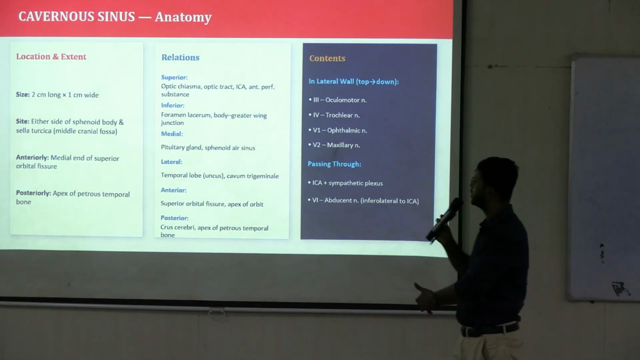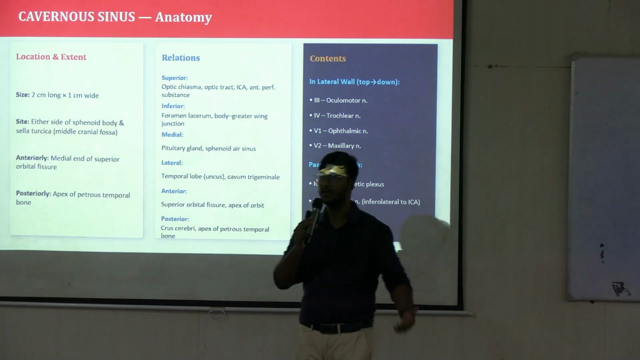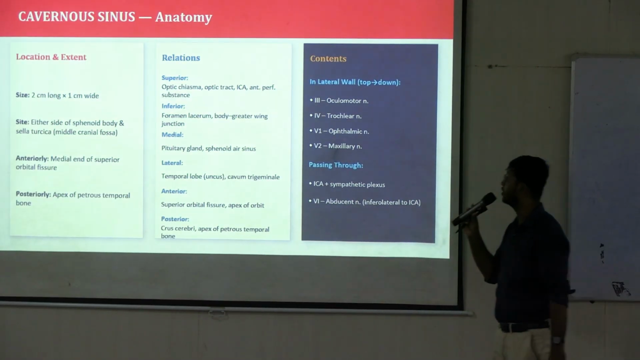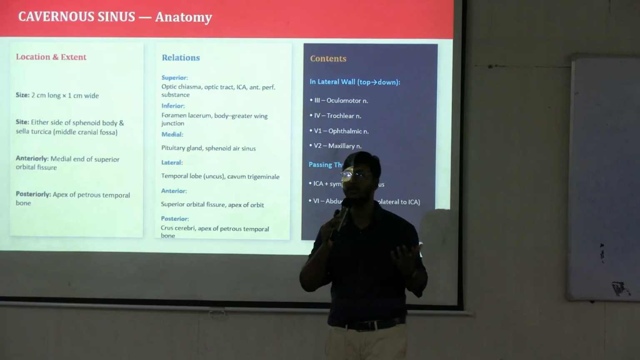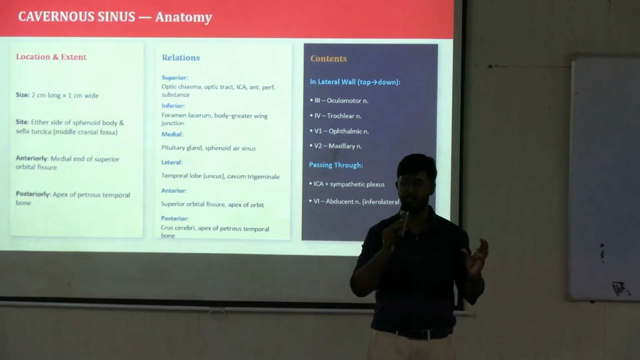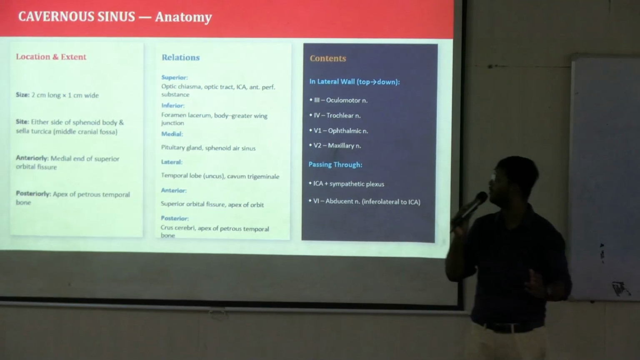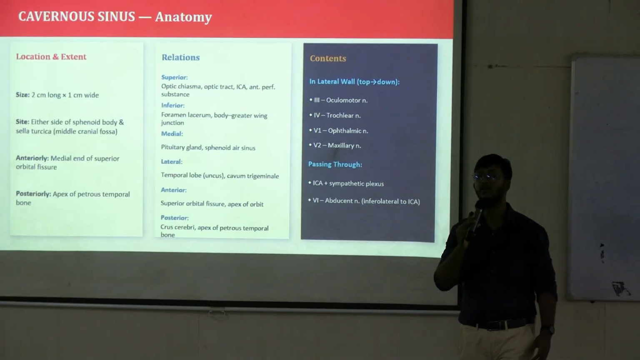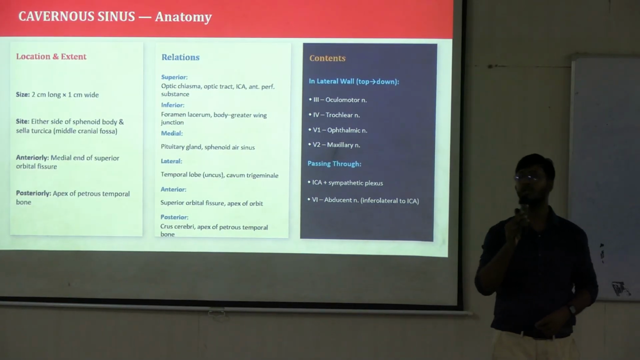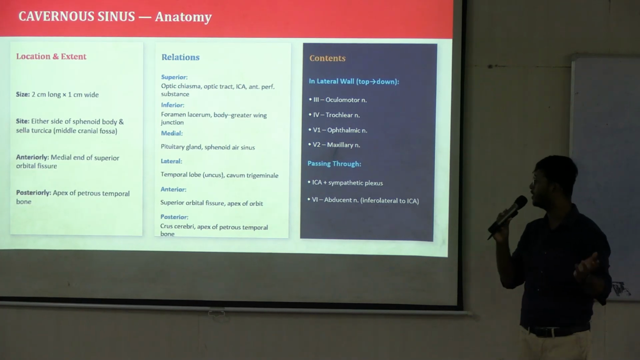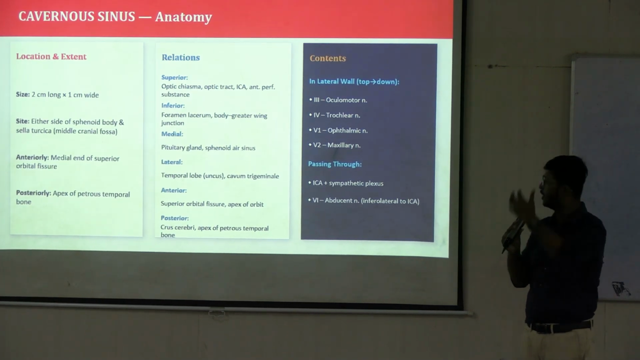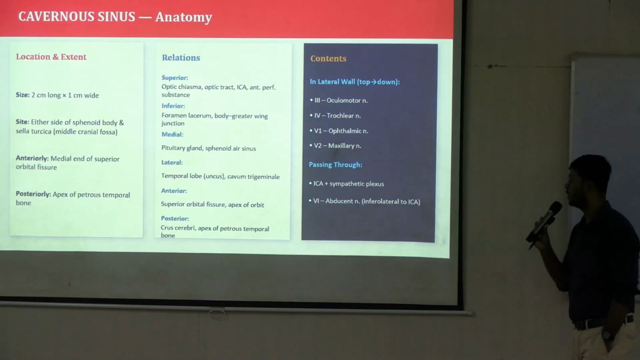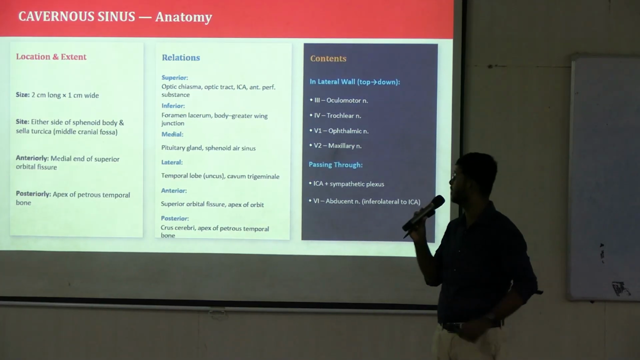Now, these are the various relations. Superiorly, we have already seen the optic chiasma, then your internal carotid artery and anterior perforated substance, and along with the optic chiasma we will also have the optic tract. Inferiorly, we have basically the sphenoid bone. Medially, we have the pituitary gland along with the sphenoid air sinus, and laterally we have the temporal lobe. Anteriorly you have the superior orbital fissure, and posteriorly you have the crus cerebri.